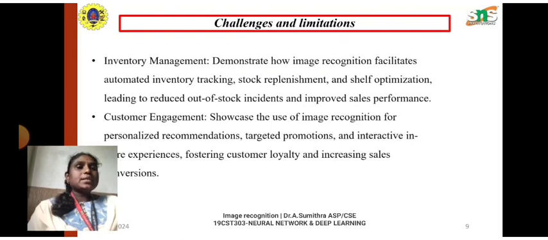Hence, these are the basic challenges and limitations which we have discussed.